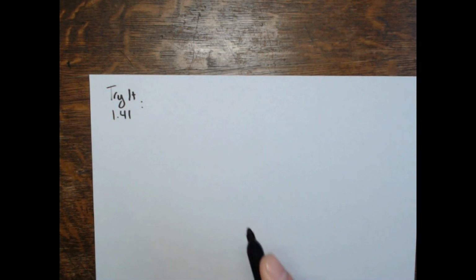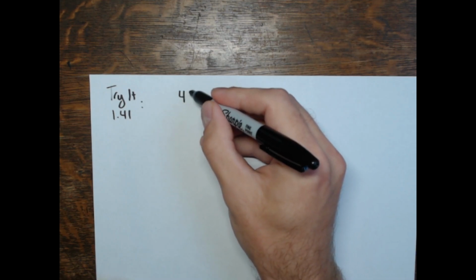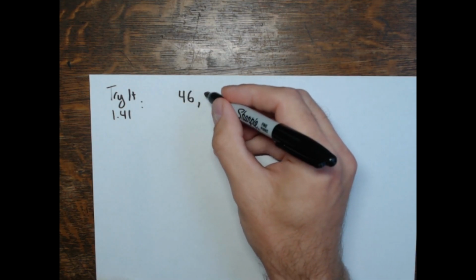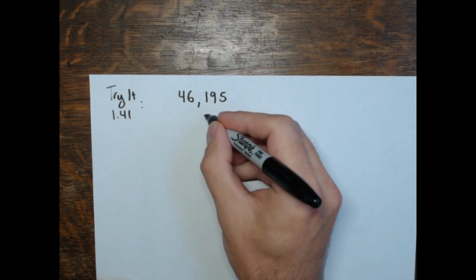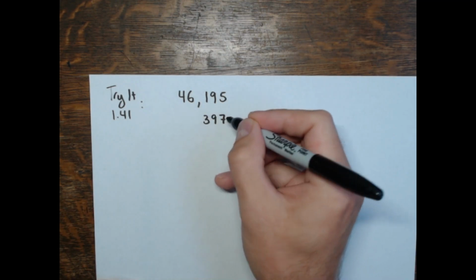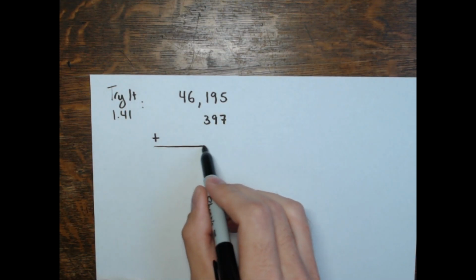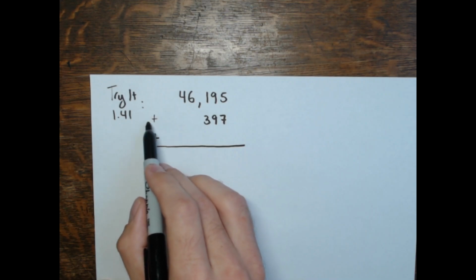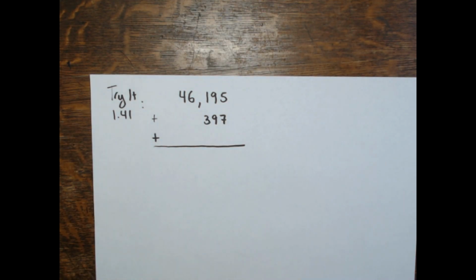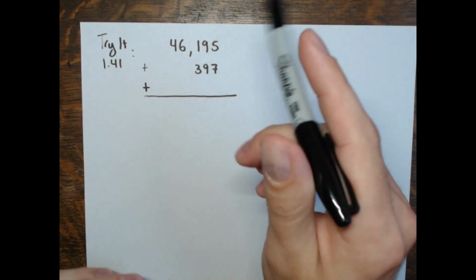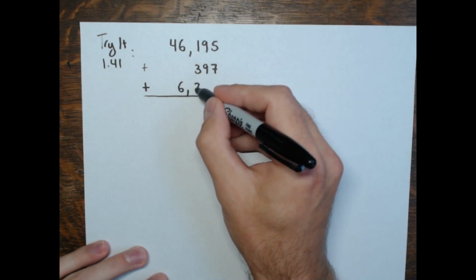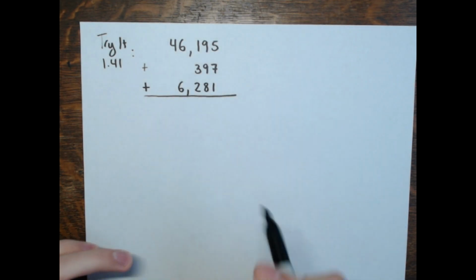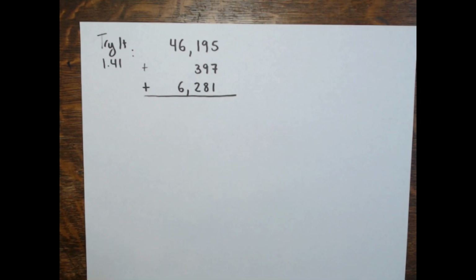1.41. We're adding 46,195 is one of the addends, plus 397. And then again, this plus at the very end here implies that we're doing, now you could have, I guess you could put a plus between all of them. Doesn't matter, as long as you know you're doing nothing but addition. And then the final addend, 6,281.